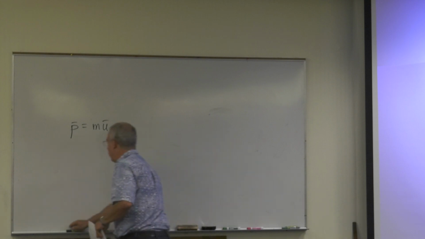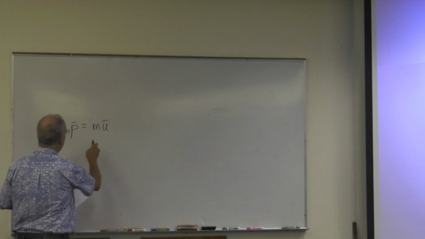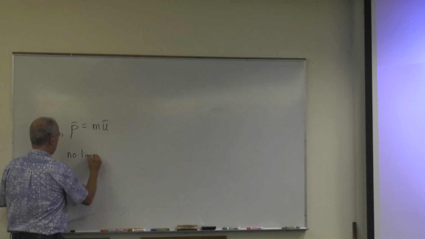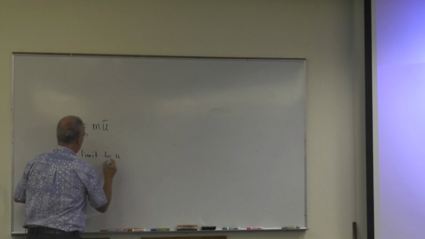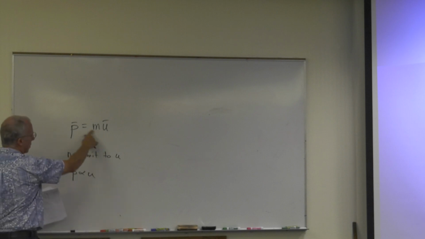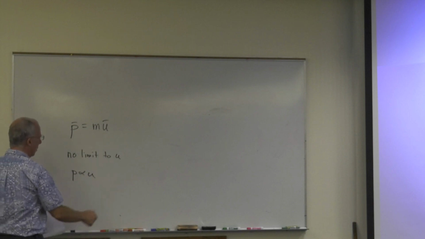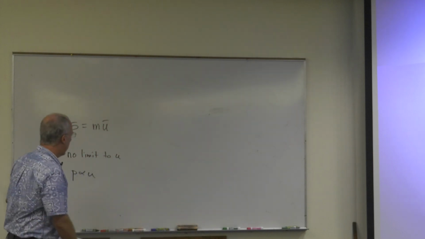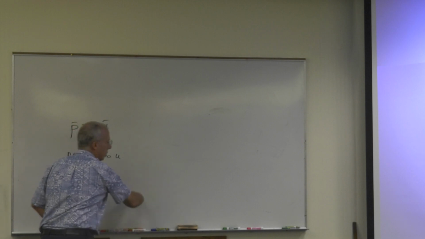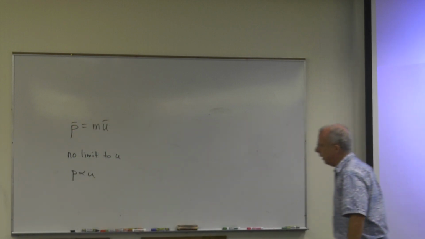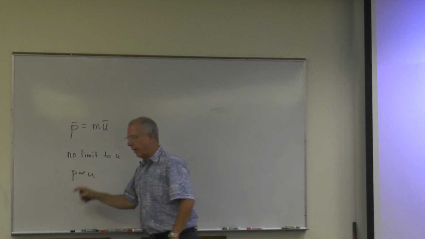One more thing. Classically, no limit to the speed, but also classically, P is proportional to u. The mass is constant, so P is proportional to u. If we make a plot of P versus u, classically, it's just a straight line.